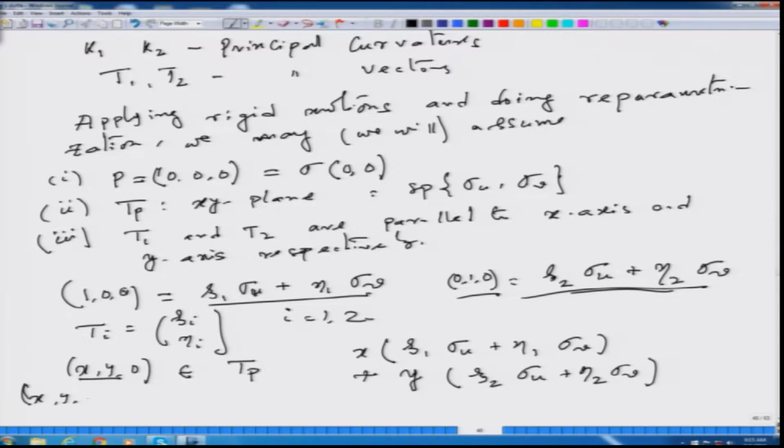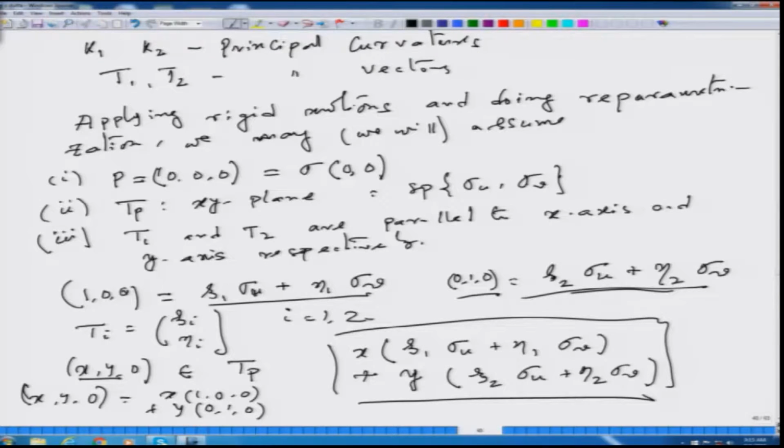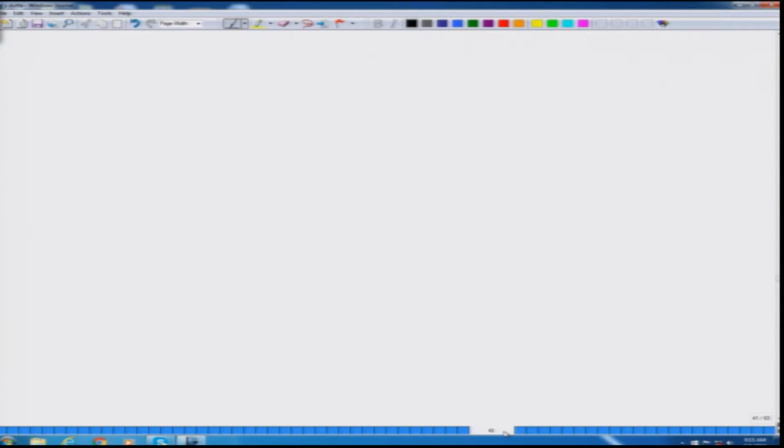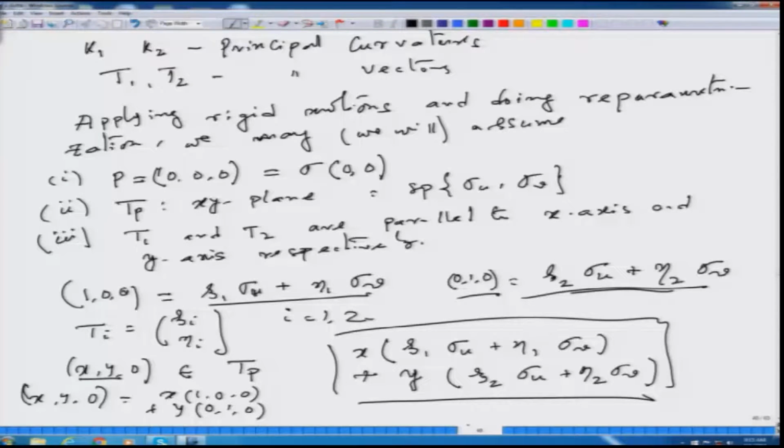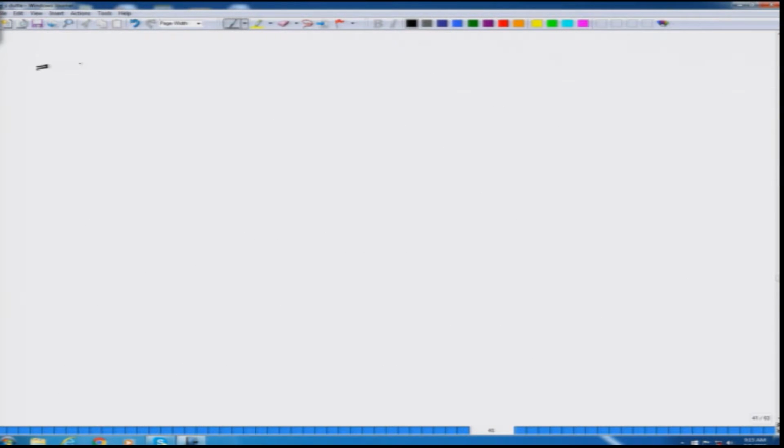Because x y 0 is x times 1 0 0 plus y times 0 1 0, and now 1 0 0 and 0 1 0 I have substituted. So, this will look like this. Okay. So, let us write it, look at the expression, I collect the terms with xi and eta differently. So, I write it as x xi 1 plus y xi 2 times sigma u plus x eta 1 plus y eta 2 times sigma v, all right.